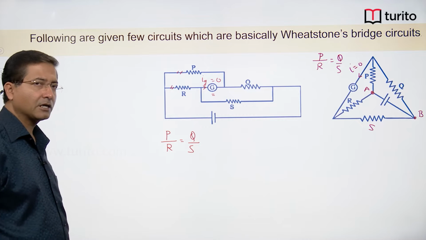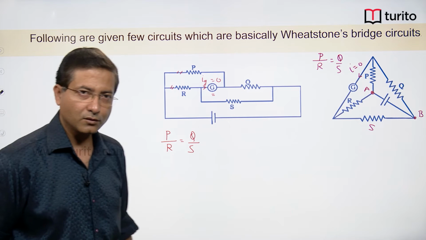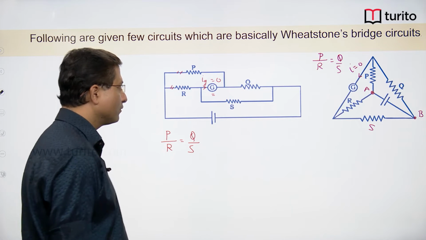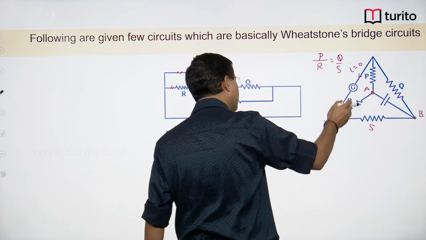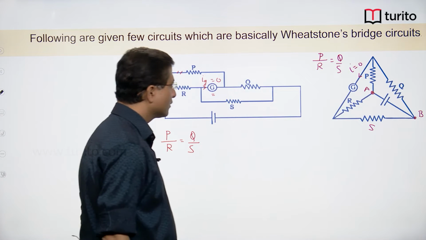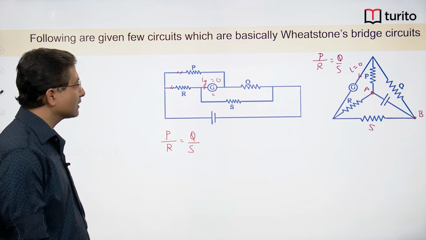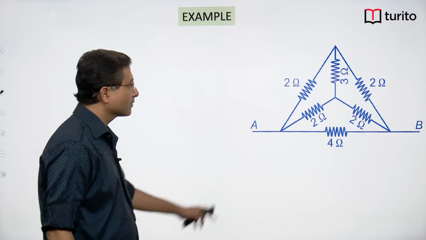So it might be drawn this way also. You have to just check whether the ratio here is same as the ratio here. Okay. So now let us see one example, then it will be more clear.